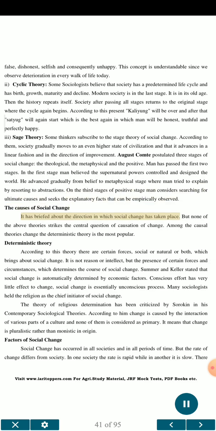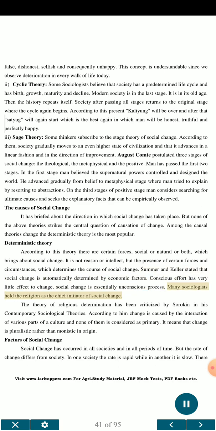The causes of social change. The above has briefed about the direction in which social change has taken place. But none of the above theories strikes the central question of causation of change. Among the causal theories of change, the deterministic theory is the most popular. Deterministic theory. According to this theory there are certain forces, social or natural or both, which bring about social change. It is not reason or intellect, but the presence of certain forces and circumstances, which determines the course of social change. Sumner and Keller stated that social change is automatically determined by economic factors. Conscious effort has very little effect on change. Social change is essentially an unconscious process.